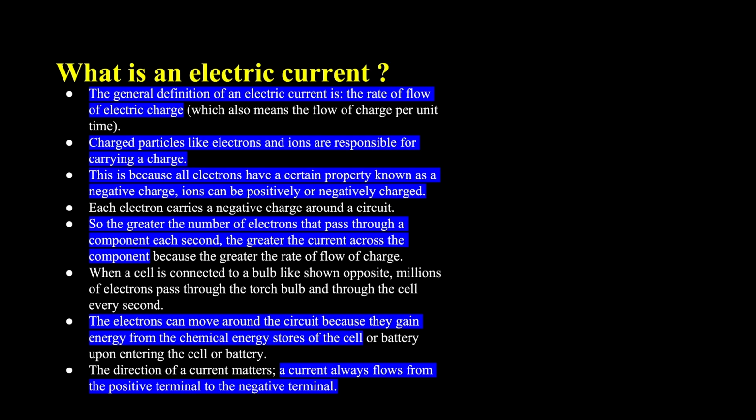We will look at this in an upcoming chemistry series. So the greater the number of electrons that pass through a component each second, the greater the current across the component, because the greater the rate of flow of charge.